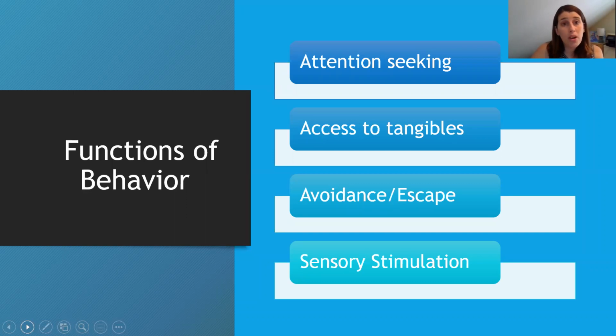I'm going to determine, hopefully, if my FBA is successful and comprehensive, the function of a behavior. There are 4 functions of behavior. Behaviors can occur for attention-seeking function, access to tangibles, avoidance or escape behaviors, or sensory stimulation. There can also be a combination of one or all, depending on how complex the student can be.